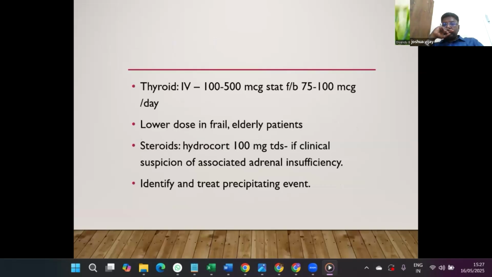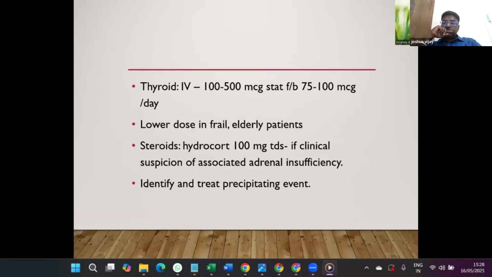So classically in Myxedema Coma, when the body is too deficient, we have to give IV thyroxine, but it is mostly not available in our country. The IV dose is 100 to 500 microgram stat followed by 75 to 100 microgram per day. As the IV preparation is not available in our country, we give 200 to 300 microgram orally stat followed by at least 100 or 150 daily. As gut absorption is also reduced, orally we have to give slightly higher doses.